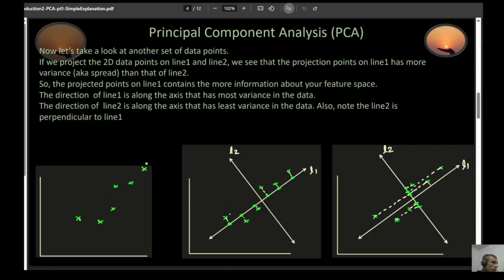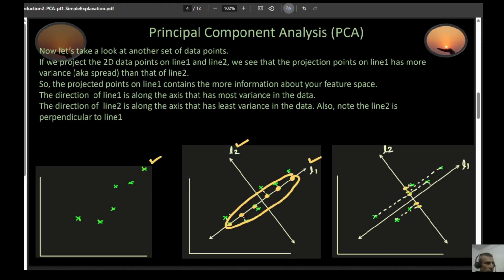Now, let's take a look at another set of data points, these ones right here. And now I project these points along line L1 and along line L2. So let's focus on line L1. After I project these points on line L1, these would be my corresponding projected points. These ones, this, this, and this. And this is the spread of my projected points from here all the way up to there. This is along L1. On the other hand, when I project these on line L2, my points would be right here. These are my projected points.